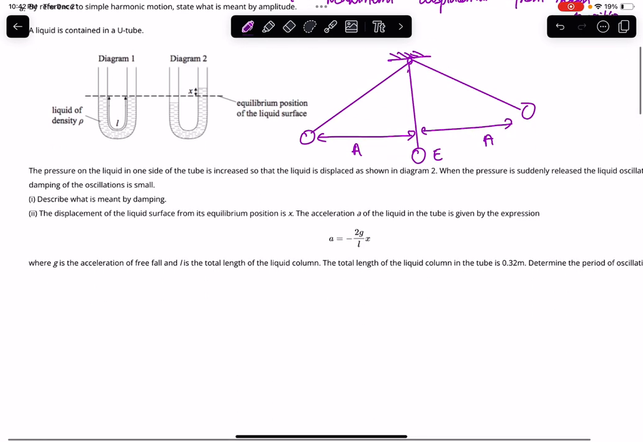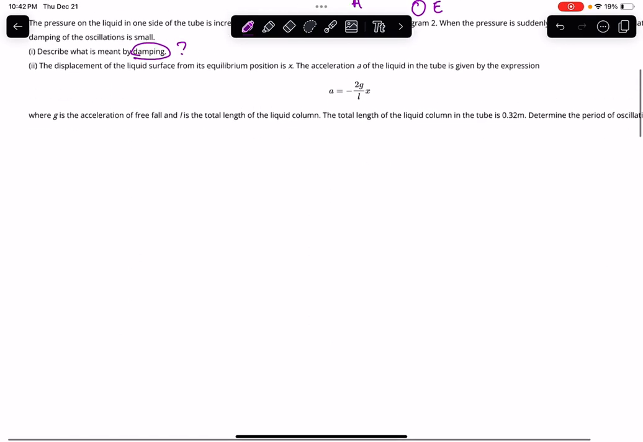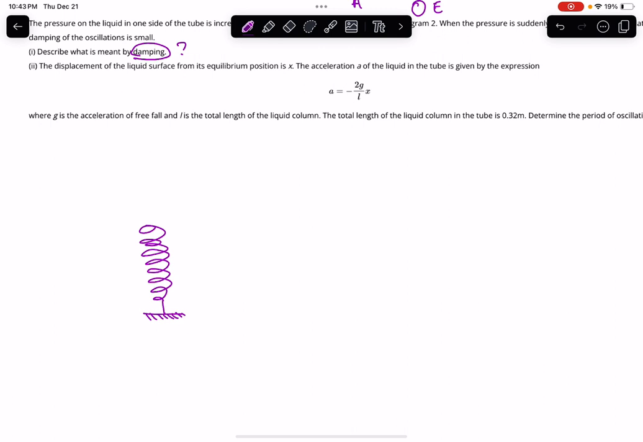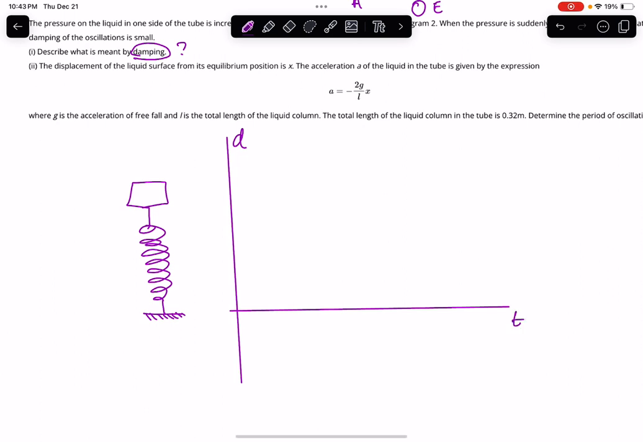Now, for part 2, they're saying describe what is meant by damping, right? So we can look at damping in terms of a mass spring system. So let's say that I've got a mass spring system which is attached to the floor, and I've got the spring over here, and then down here I have attached a mass, okay? Now let's say I draw an axis. So this is the displacement axis, and then this is the time axis, right? So when we were looking at the concept questions, we were saying that this mass is going to go up and down like that, okay?